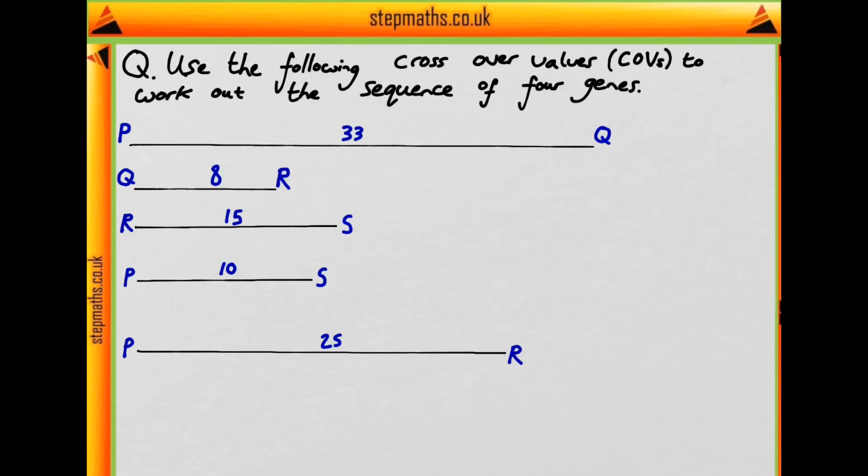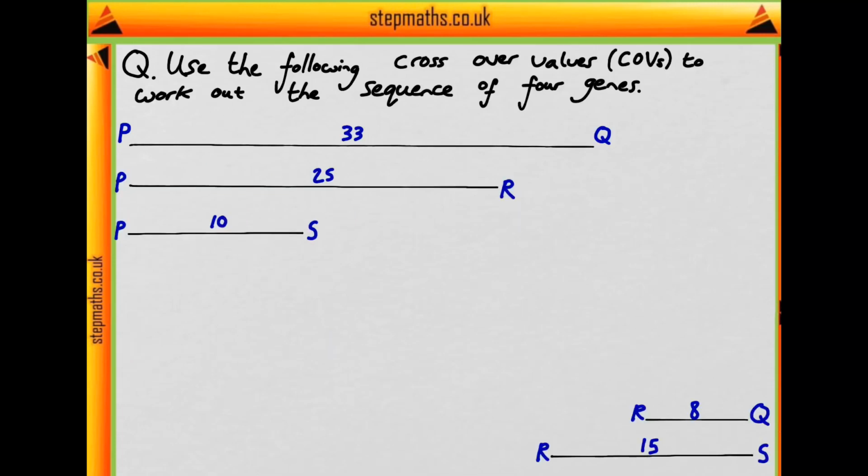Now, I found a good place to start with these questions is to pick a letter, or so a gene, so let's say P, and to align all of the fragments which include P. So that's this top one, this fourth one, and this fifth one. So these crossover values tell us that there is a distance of 33 between P and Q, and these are in arbitrary units, a distance of 25 between P and R, and a distance of 10 between P and S.